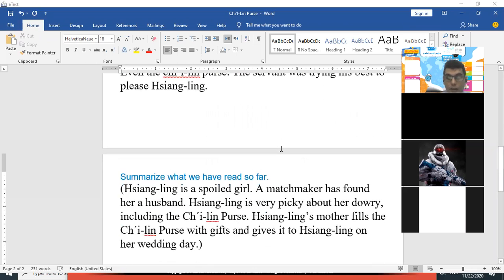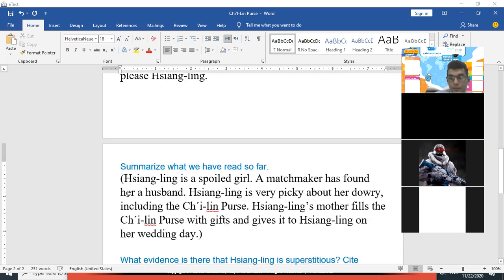That's it. Here. Sang-Ling is a spoiled girl. A matchmaker has found her a husband. Sang-Ling is very picky about her dowry, including the Chi-Lin's purse. Sang-Ling's mother fills the Chi-Lin purse with gifts and gives it to Sang-Ling on her wedding day. That's it. Okay. Thank you very much for that, Mazen.